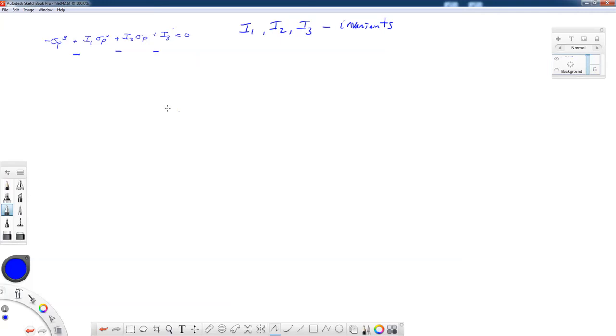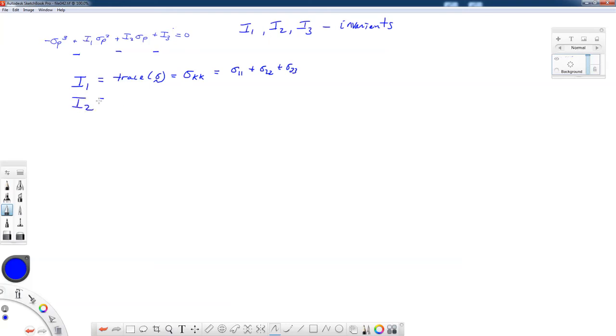Alright, but these three invariants we can list, and I'm going to go ahead and write them down. I1 is the trace of the stress tensor, and what I mean by the trace is if we add up all the diagonal elements. In our index notation, we can just express that as sigma kk with our implied summation. Of course, this is equal to sigma 1,1 plus 2,2 plus 3,3.